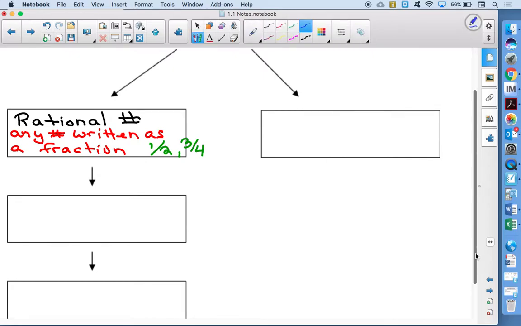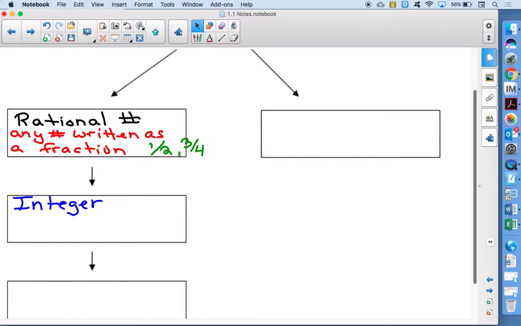Underneath that, the second type of real numbers, getting a little more specific, is called an integer. So you get more specific as you go down. That means you have fewer examples to look at. So if a rational number is any number written as a fraction, Nicole, do you have any idea what an integer would be?